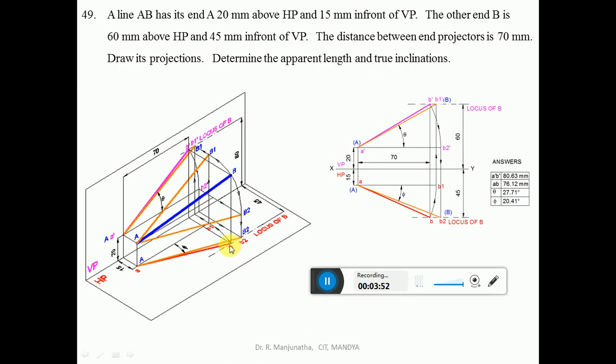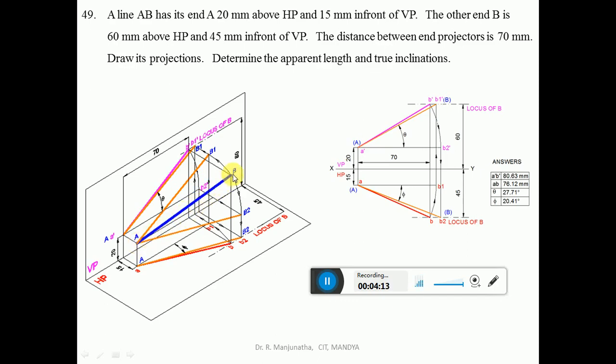Since we need to find out the true inclination, obviously we need to find out the true length. So first we are going to find out the true length in the vertical plane. If you want to find the true length in the vertical plane, you have to make the line parallel to VP. So the line which is in space is capital AB, with A as center.